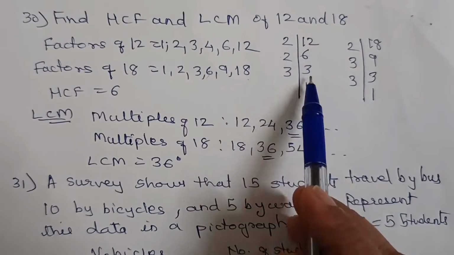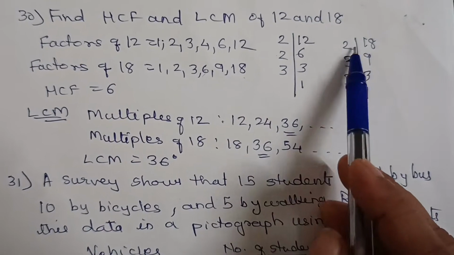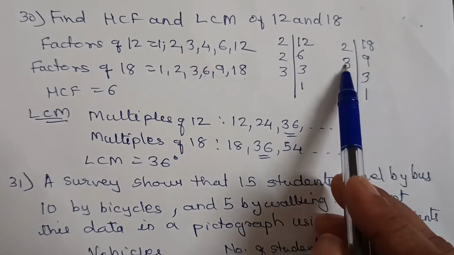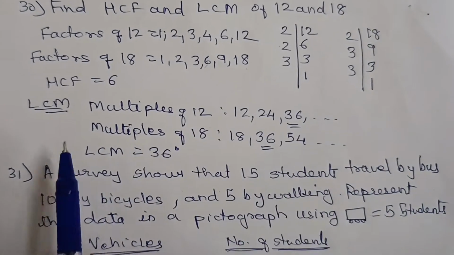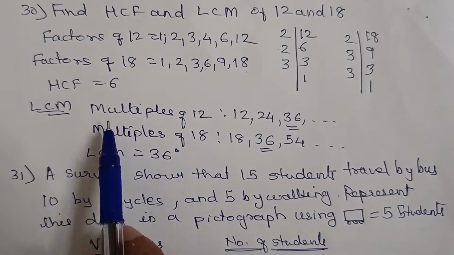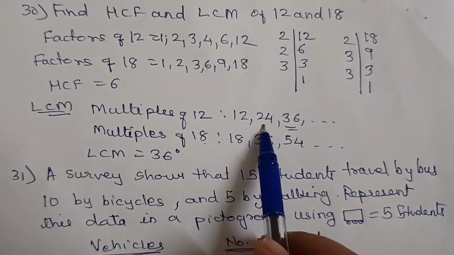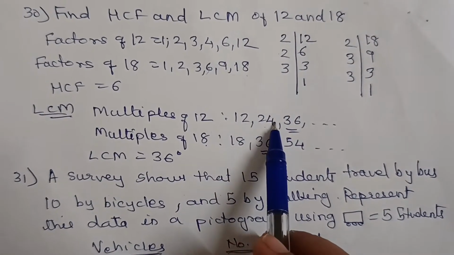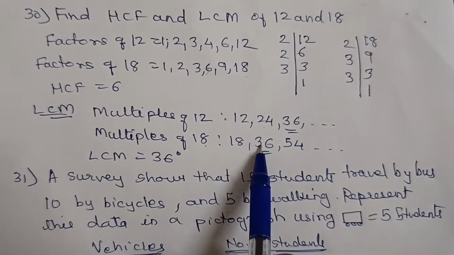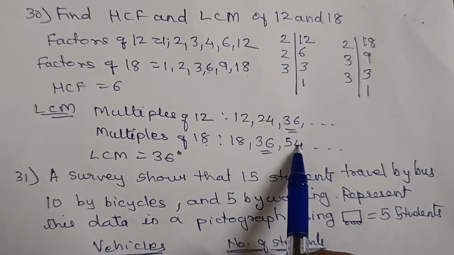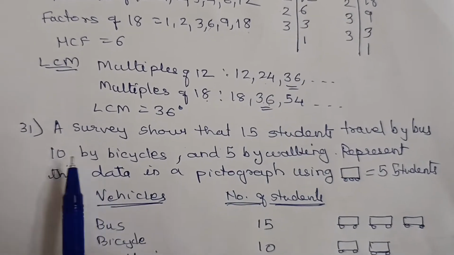6 2s are 12. 6 3s are 18. 3 2s are 6. 3 1s are 3. Here 9 2s are 18. 3 3s are 9. 3 1s are 3. And the LCM of this will be multiple of 12 and multiple of 18. Multiple of 12 are 12 1s are 12, 12 2s are 24, 12 3s are 36. Multiple of 18, 18 2s are 36, 18 3s are 54. Therefore, the LCM is 36.